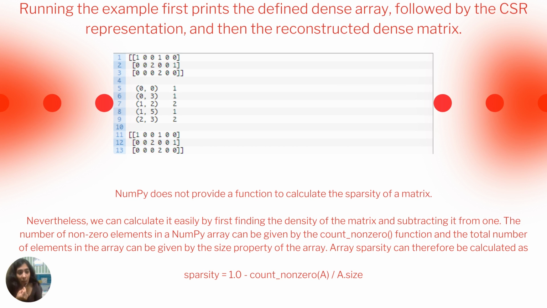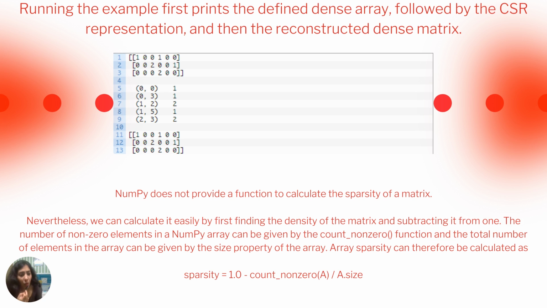Here is an example of running the first prints: the defined dense arrays, followed by the CSR representation and the reconstructed dense matrix. NumPy does not provide a function to calculate the sparsity of a matrix. Nevertheless, we can calculate it easily by finding the density of the matrix and subtracting it from 1.